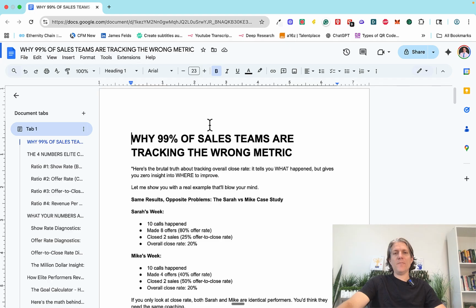So why are 99% of sales teams tracking the wrong metric? Here's a brutal truth. Tracking overall close rates tells you what happened, but gives you zero insight on where to improve. So let's dive into an example below. Same results, opposite problems: the Sarah versus Mike case study.